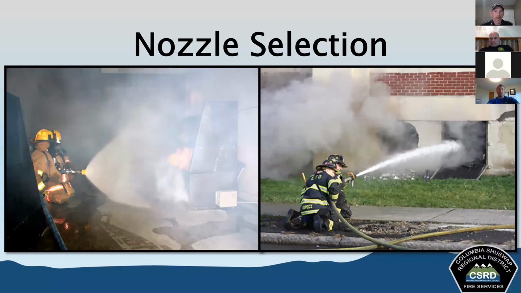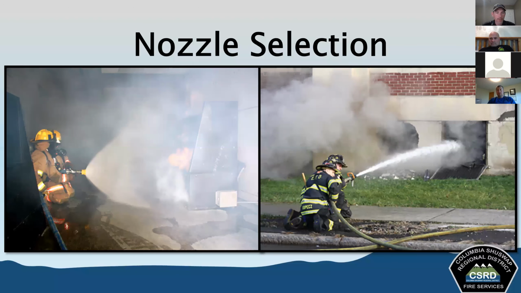For interior fire attack, a fog nozzle can often be one of our most useful. It can also be dangerous if we open up a wide fog pattern. We'll talk about that a little bit later. But fog patterns can be used in limited situations, depending on where you are, to protect firefighters from radiant heat. But when used incorrectly, it can also cause the crashing of a thermal line.